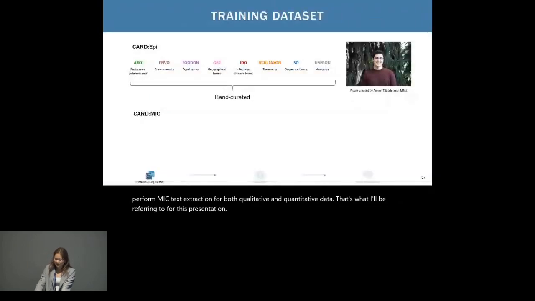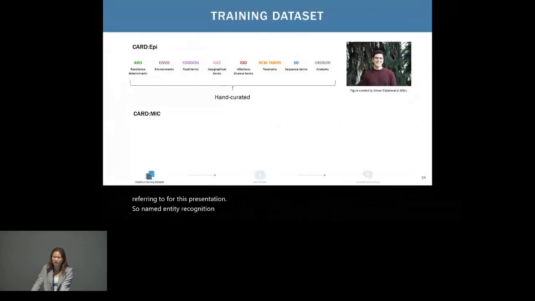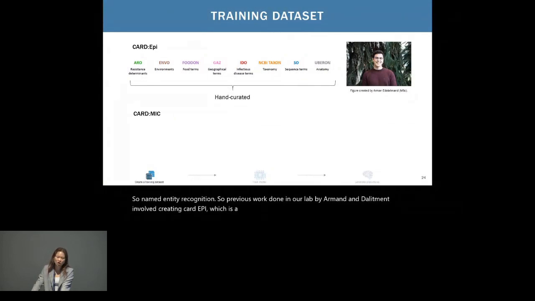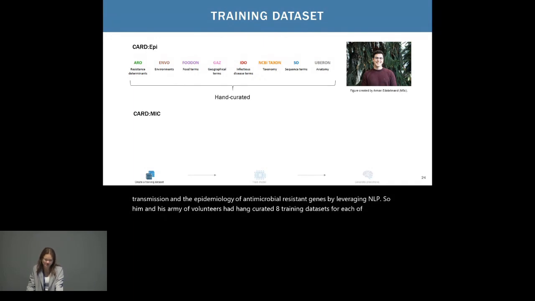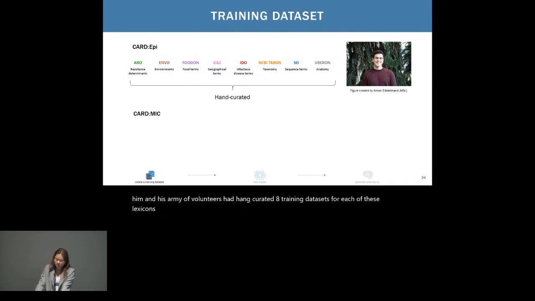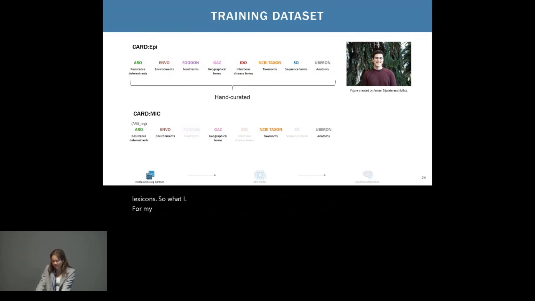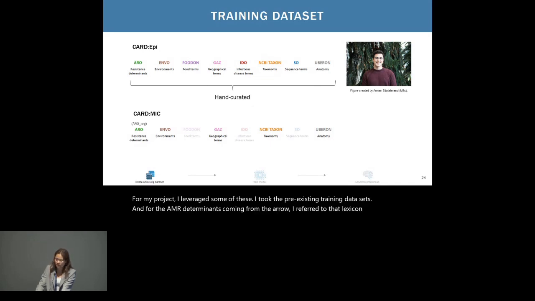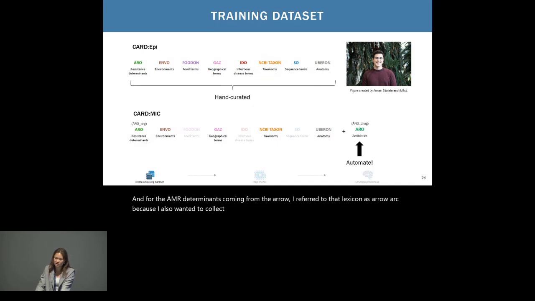Named entity recognition. Previous work done in our lab by Armin and Dalitman involved creating CARD-EPI, which is a database extension to CARD, which analyzed the transmission and the epidemiology of antimicrobial resistant genes by leveraging NLP. He and his army of volunteers had hand-curated 8 training data sets for each of these lexicons. For my project, I leveraged some of these. I took the pre-existing training data sets, and for the AMR determinants coming from the ARO, I referred to that lexicon as ARO-ARC because I also wanted to collect antibiotic information.